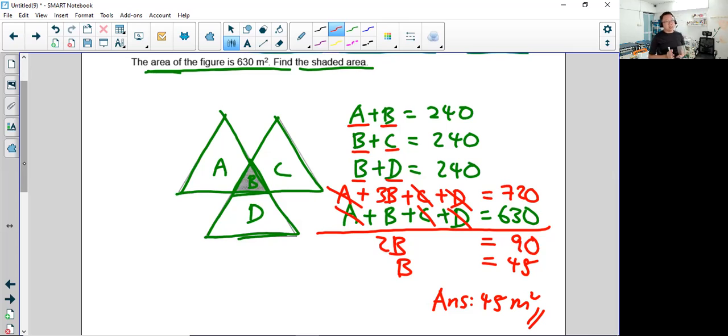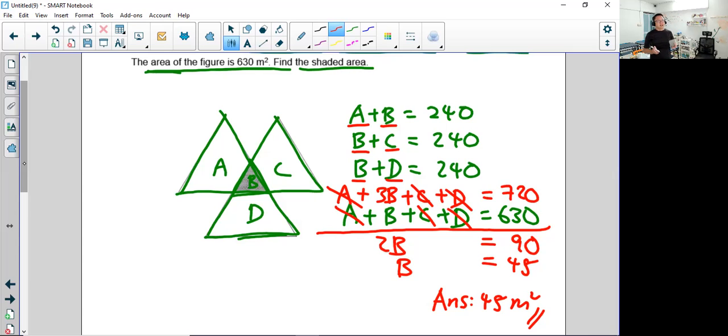So how to not miss out any statement? You have to look at the question and use the question also to help you to create the statement, like the area of the whole figure. So what does that mean? It means you have to add up all the letters, and that is the area of the whole figure, right? So you have to create enough statements for you to compare later.